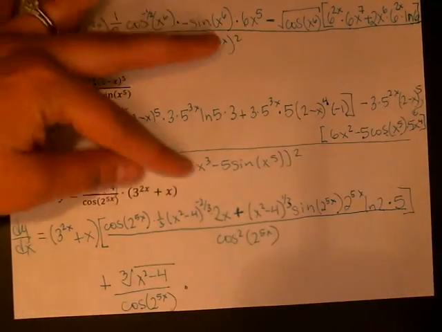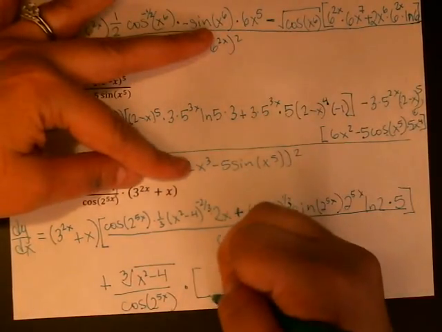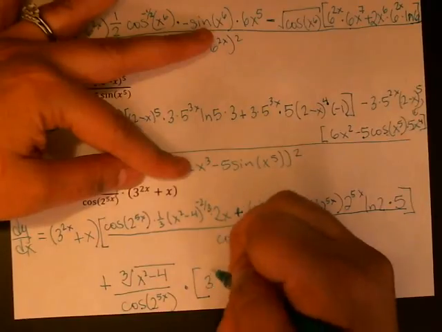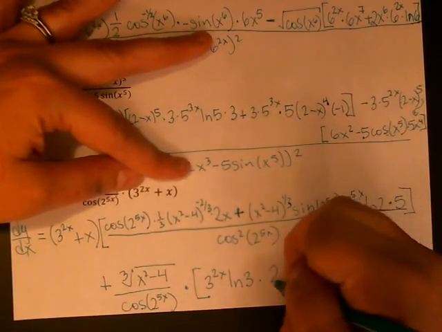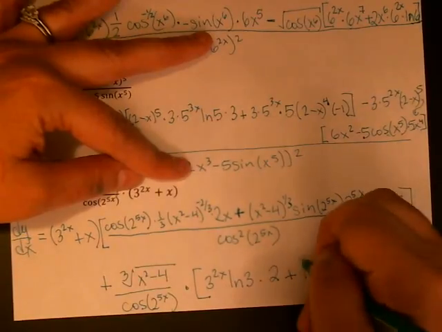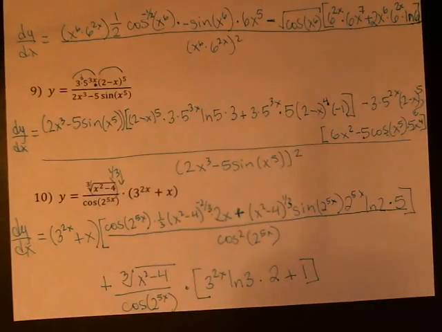times the derivative of the second, which isn't quite so bad. 3 to the stuff is going to be 3 to the stuff, ln 3 multiplied by the derivative of the stuff, and then derivative of x is 1. All right, hopefully that didn't completely freak you out, give you some really good messy practice.